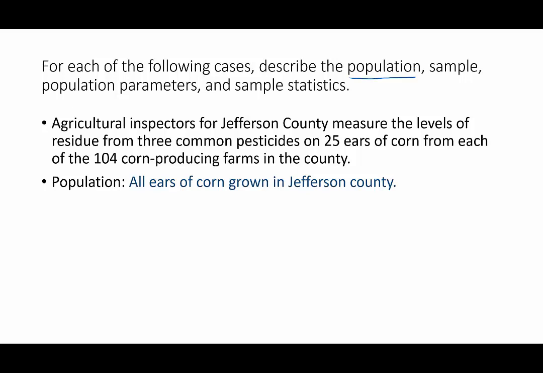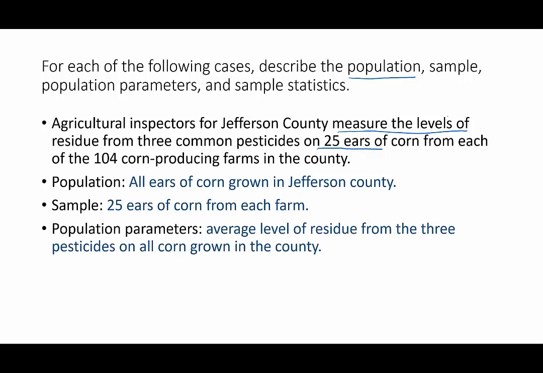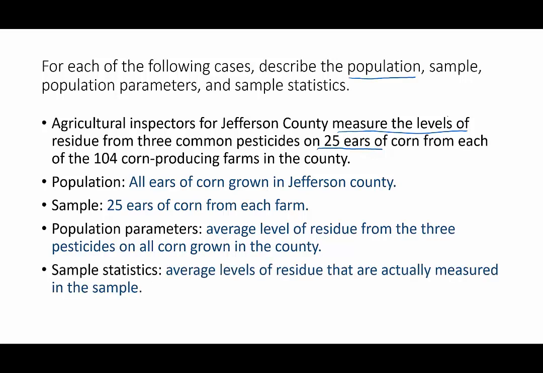What's the sample in this case? It's the 25 ears of corn from each of the farms in the county. The 25 ears of corn are what they used to project what was happening with the entire population of ears of corn. What is the population parameters? Well, what were they looking for? They were trying to measure the levels of residue of the 3 common pesticides. So they're trying to describe that for all of the corn grown in Jefferson County: the average level of residue from the 3 pesticides on all corn grown in the county. And lastly, what was the sample statistics? Well, that would be the residue from those 25 ears of corn each. That would be the average levels of residue that are actually measured in the sample.